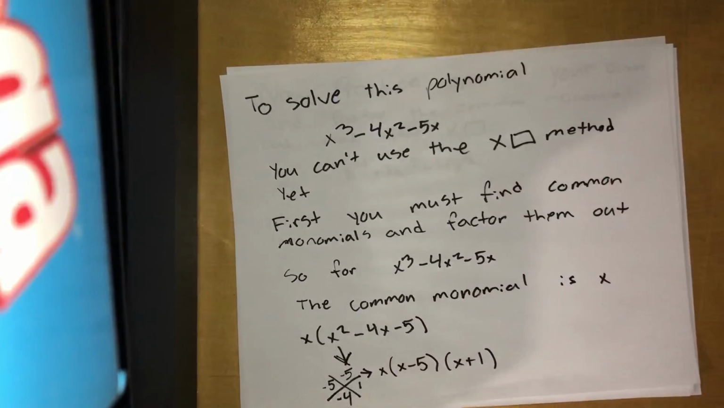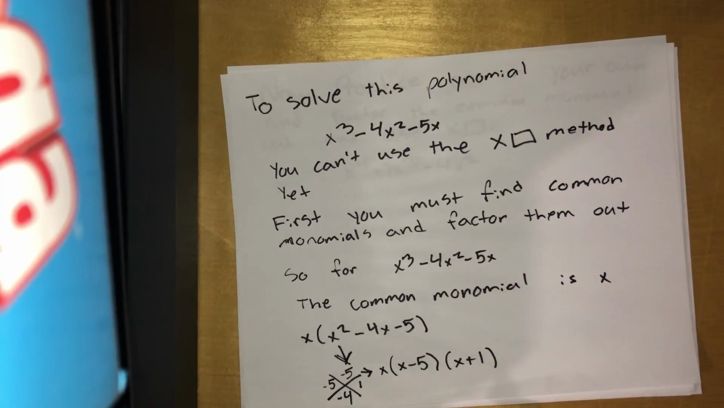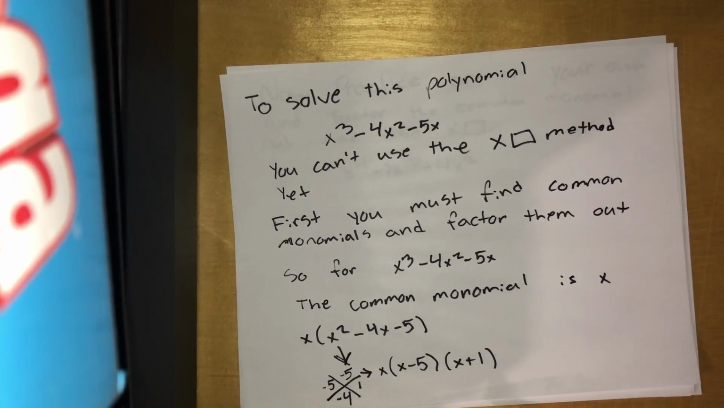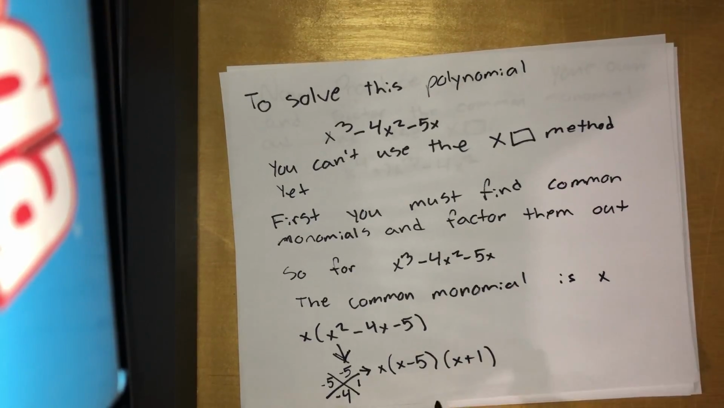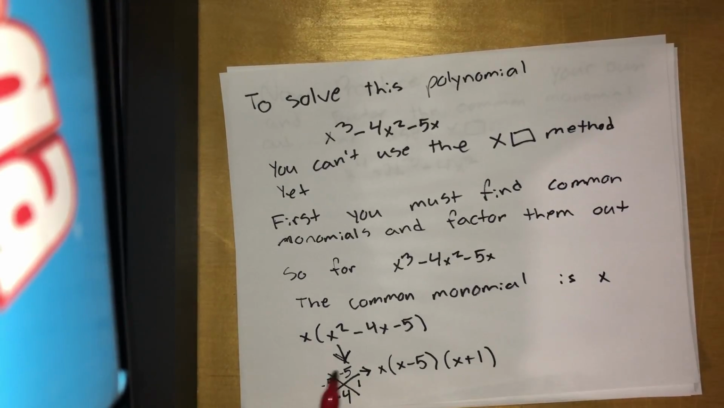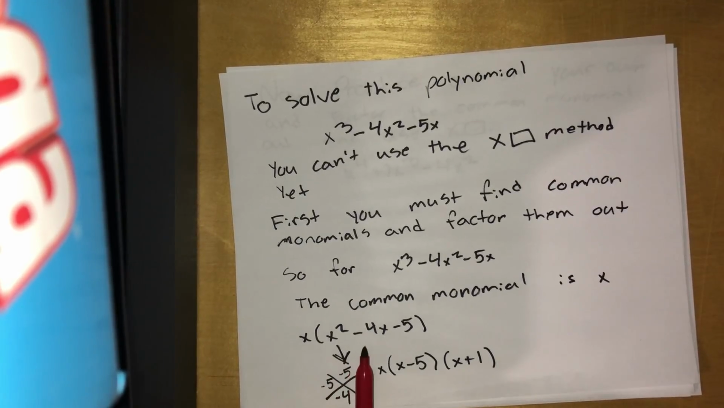So, to solve this polynomial, the first one, x cubed minus 4x squared minus 5x, you can't use the Xbox method yet. First, you must find common monomials and factor them out. A common monomial is like a number or a variable which can be pulled out of every term in the equation. So for x cubed minus 4x squared minus 5x, the common monomial is x, which, once you pull it out and factor it, you would get x times, in parentheses, x squared minus 4x minus 5.